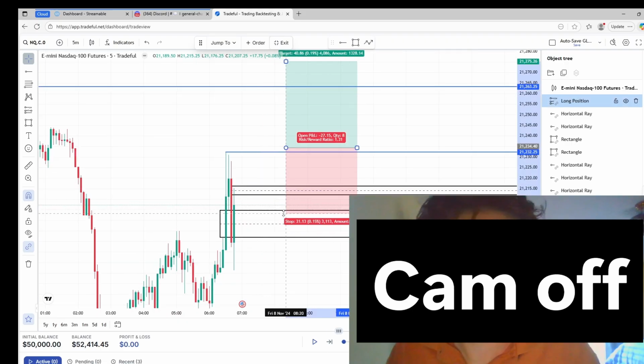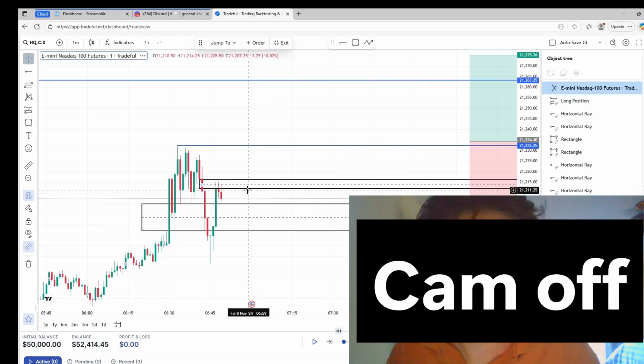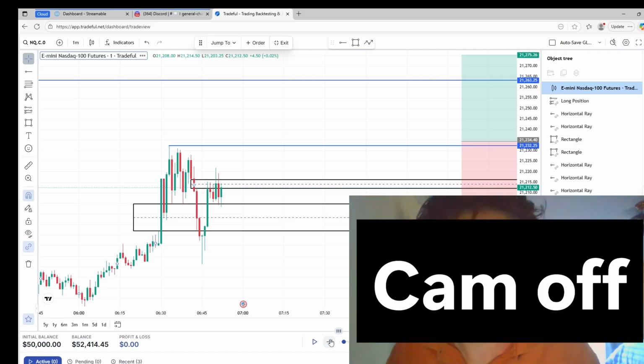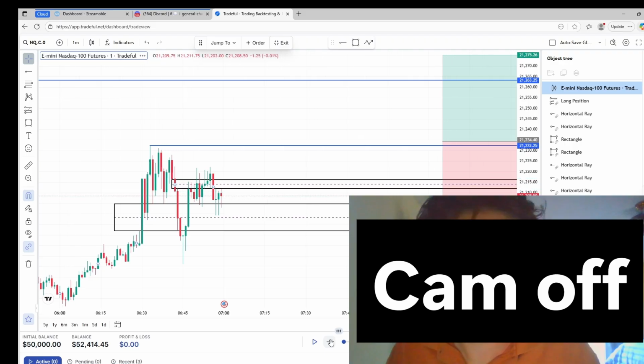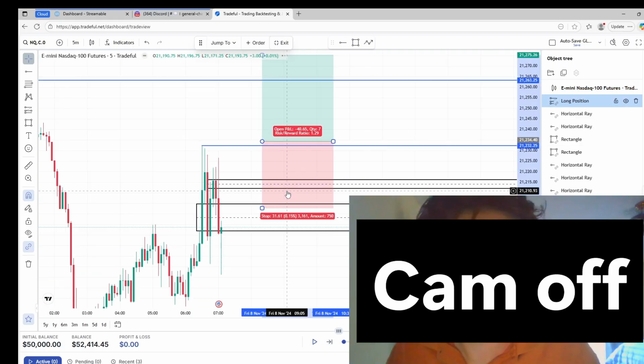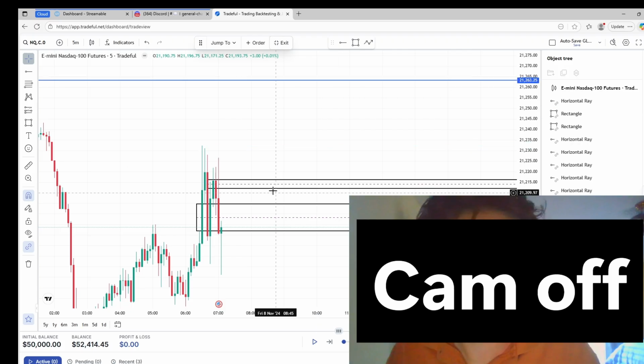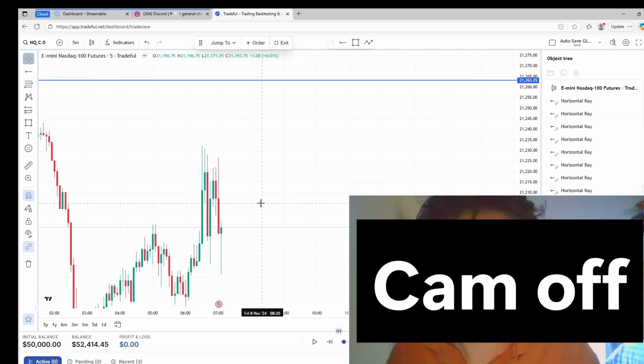Let's see if we can get the jump back up. We might even get that, to be honest. All right, so we're kind of consolidating here. I wouldn't take this anymore. Yeah, I might stay away from today. Doesn't look too good anymore, at least.